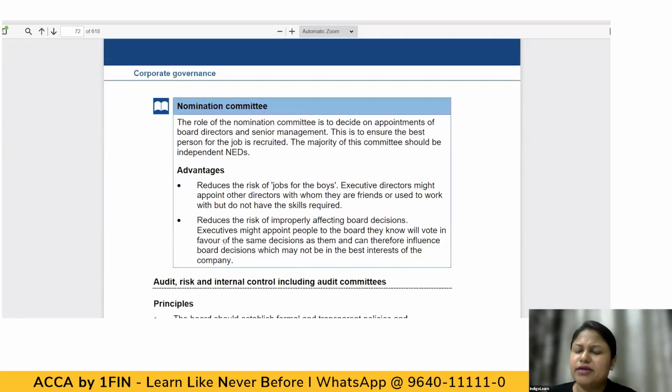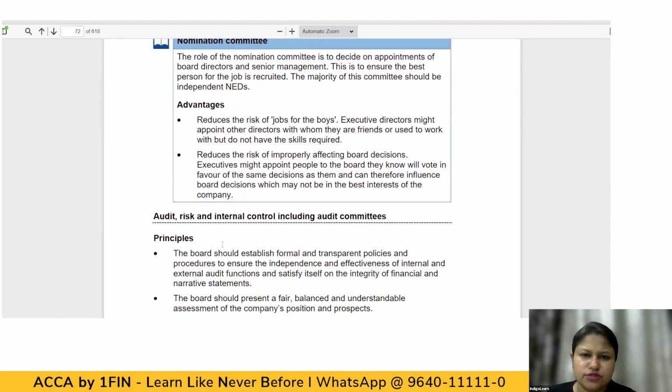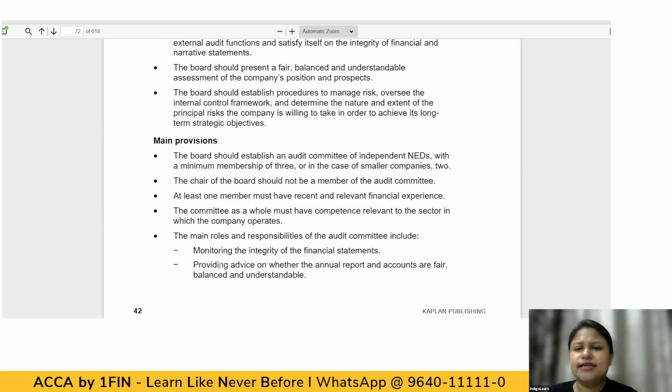Then you have the nomination committee. Basically, they are responsible for the nomination of the executive directors and the members of the audit committee, all of those. Then audit, risk and internal control, including the audit committee. Here we have more of the roles of the NEDs. We require non-executive directors, the independent directors, to participate here because they are more competent and more independent. So it is very important that the majority in the audit committee should be NEDs.